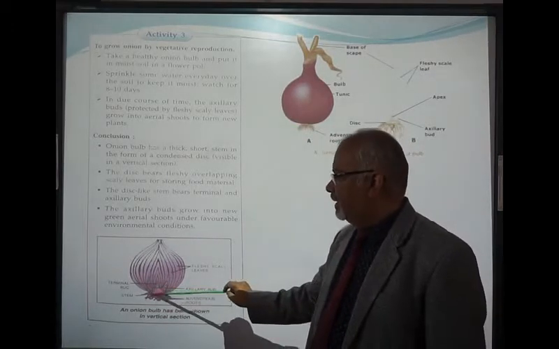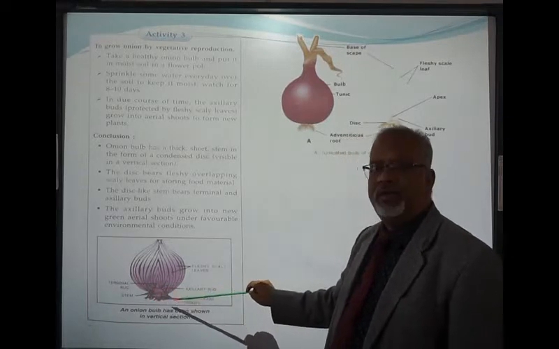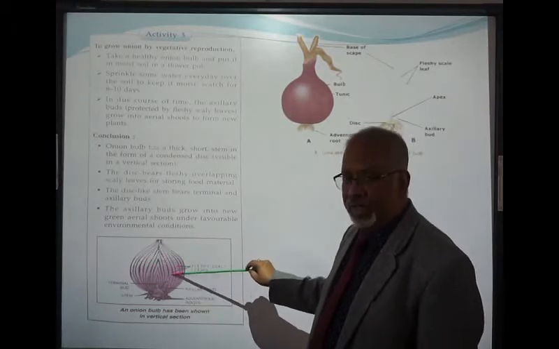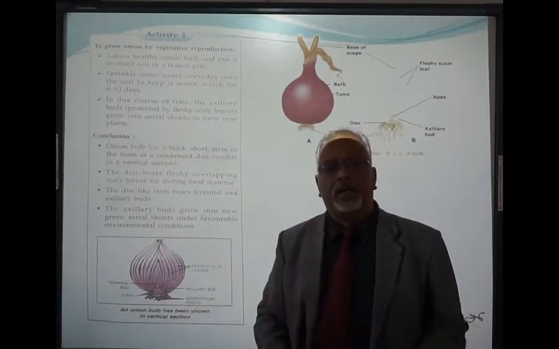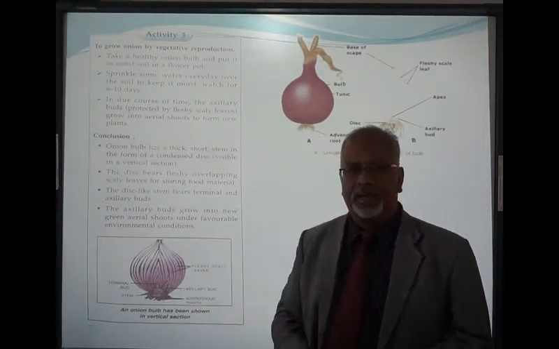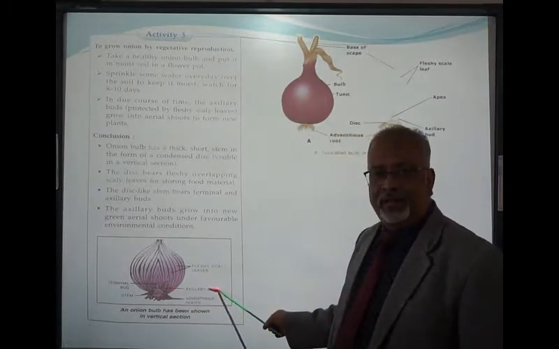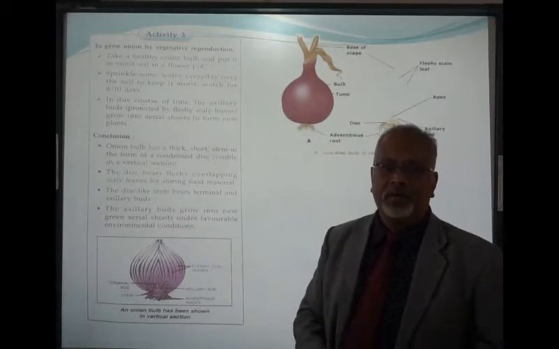This is the disc shaped stem, and from there you will find the adventitious roots coming out. Now these are all the fleshy leaves which we eat. In the center you will have the terminal bud. So here also from the stem you will get a terminal bud, and then you might get 2 or 3 axillary buds also. Now these are the axillary buds which turn into a new plant.